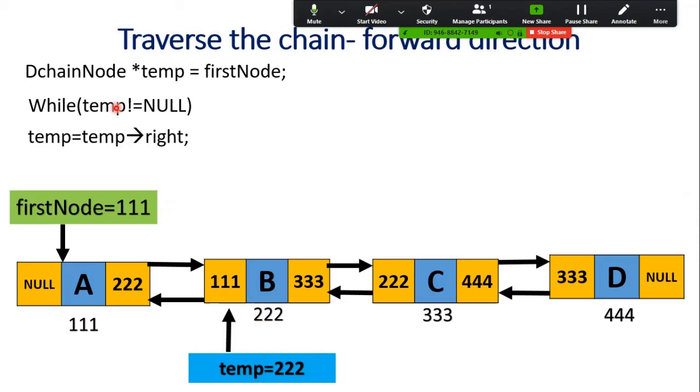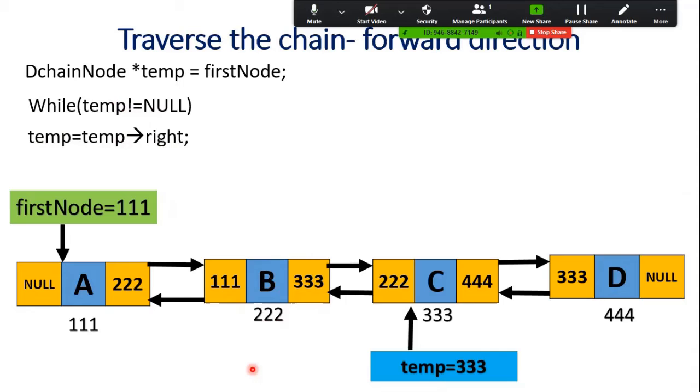Again, this repeats. Again, temp is not equal to null. Yes, not equal to null, because the temp value is 222. So temp equals temp of right. Temp is pointing to the B node. Temp of right is what? 333. So the temp value becomes 333. Again it checks the value: while temp is not equal to null, yes, the temp value is 333. It is pointing somewhere. Yes, that is the C node.